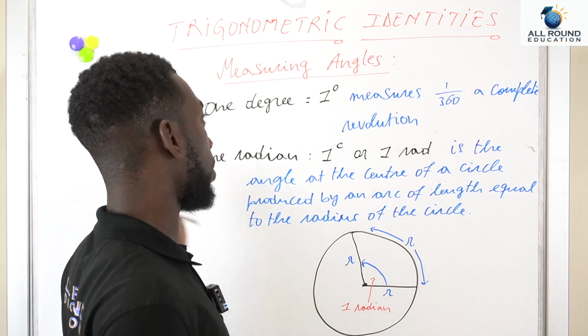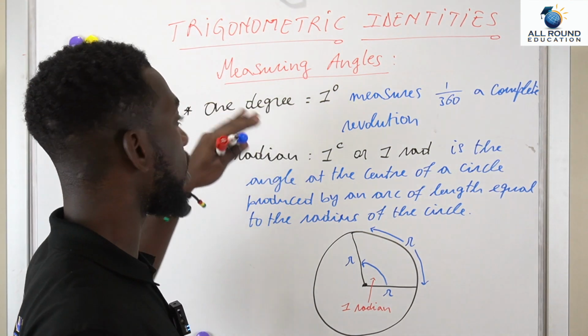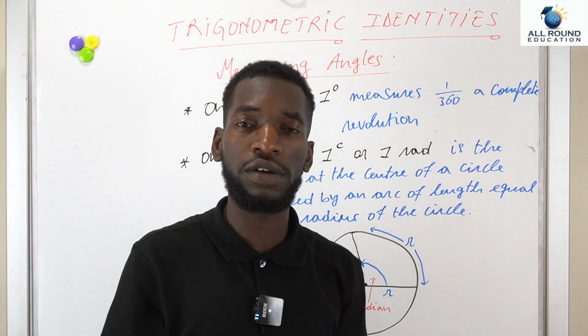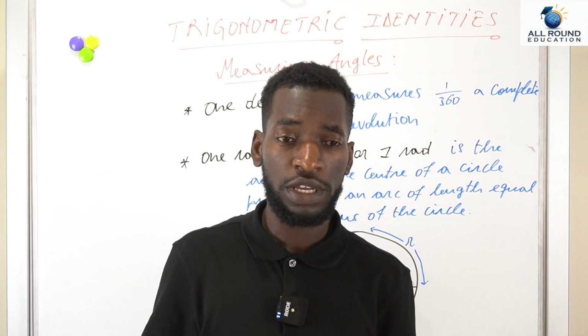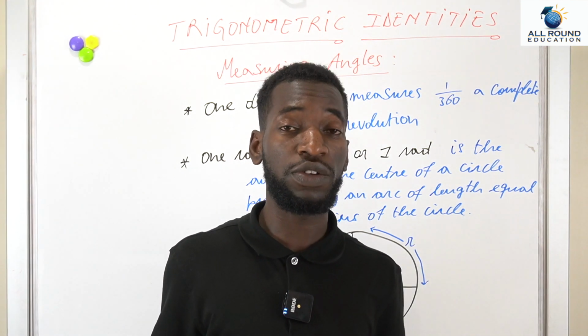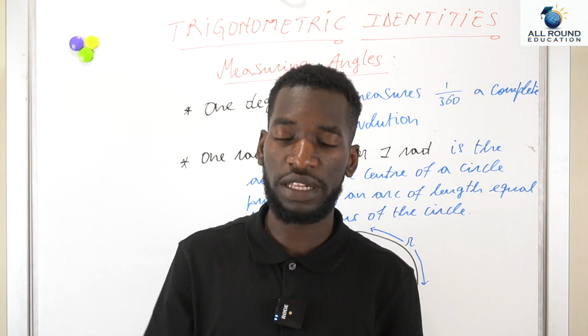So this is our chapter. However, today we'll start with measuring angles. How do we measure angles? So we are measuring angles now. To measure angles, there's two parts. You can use degrees or you can use radians. What's the difference between degrees and radians?